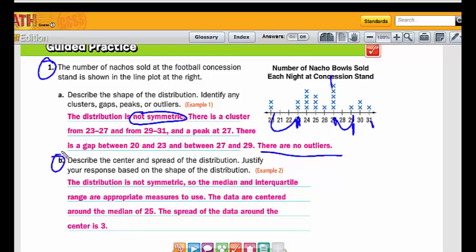Secondly, for letter B, they asked us to describe the center and the spread of the distribution, justify based on the shape of the distribution. Well, because it is not symmetric, we're going to use the median and the interquartile range. So the data are centered around the median of 25. Right here's our median of 25, and the spread around the data is 3 because of the interquartile range spread.